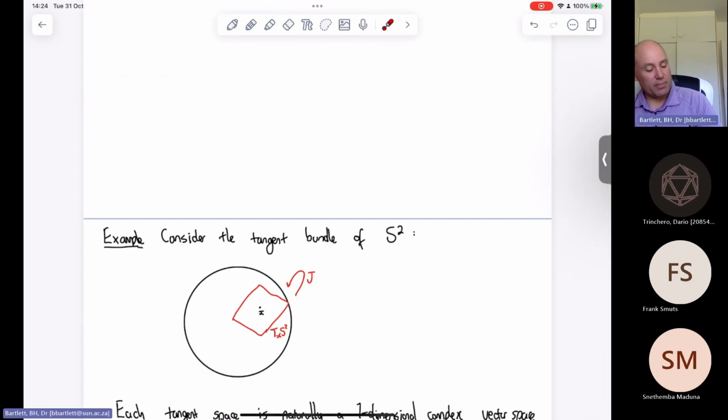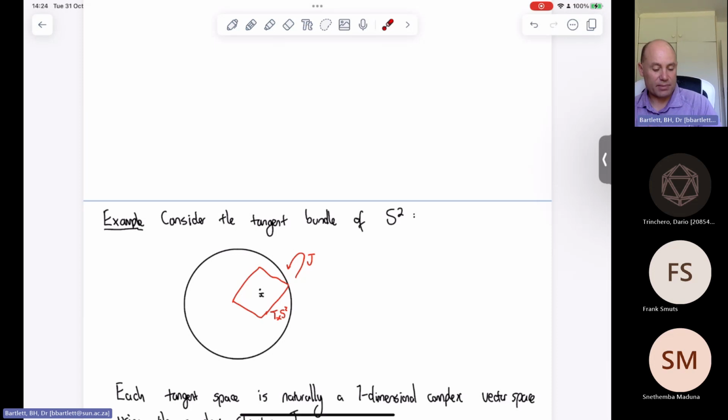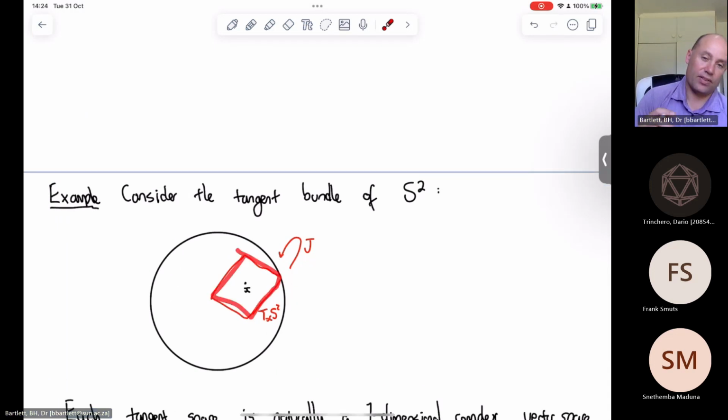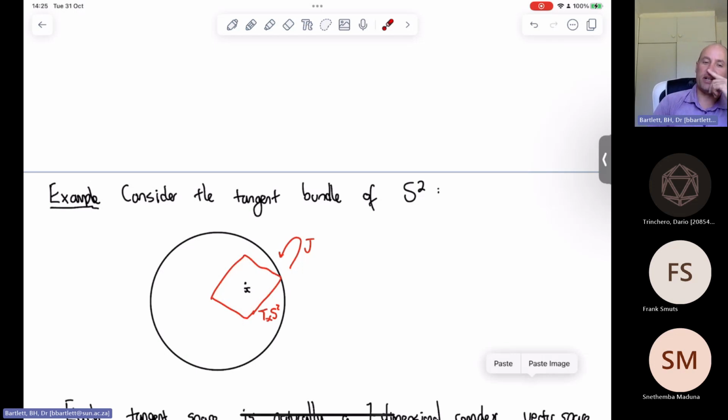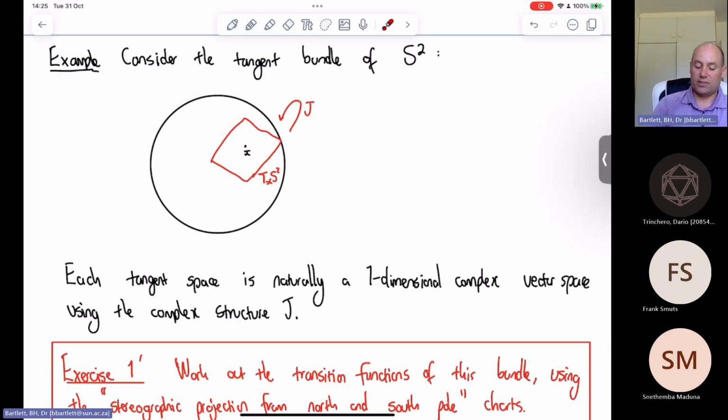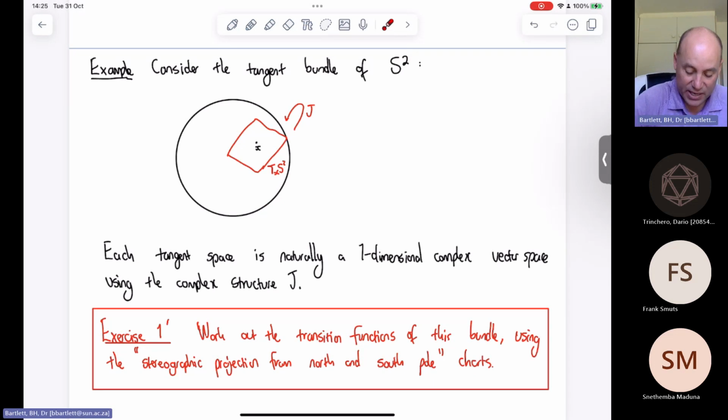Okay, and another example to keep in mind, this will be a line bundle now, a complex line bundle. So consider the tangent bundle of the two-sphere, my favorite complex manifold. For now, just a manifold. So at each point, I've got this tangent space. That is a complex vector space because I've got this J, this almost complex structure living on the two-sphere, which just rotates vectors by 90 degrees. And that would turn this real two-dimensional vector space into a one-dimensional complex vector space because J can be interpreted as multiplication by i. So this is a one-dimensional complex vector bundle over the two-sphere. And then the exercise is just to work out the transition functions of this bundle using those two charts that we usually use, stereographic projection from the North and South Pole charts.